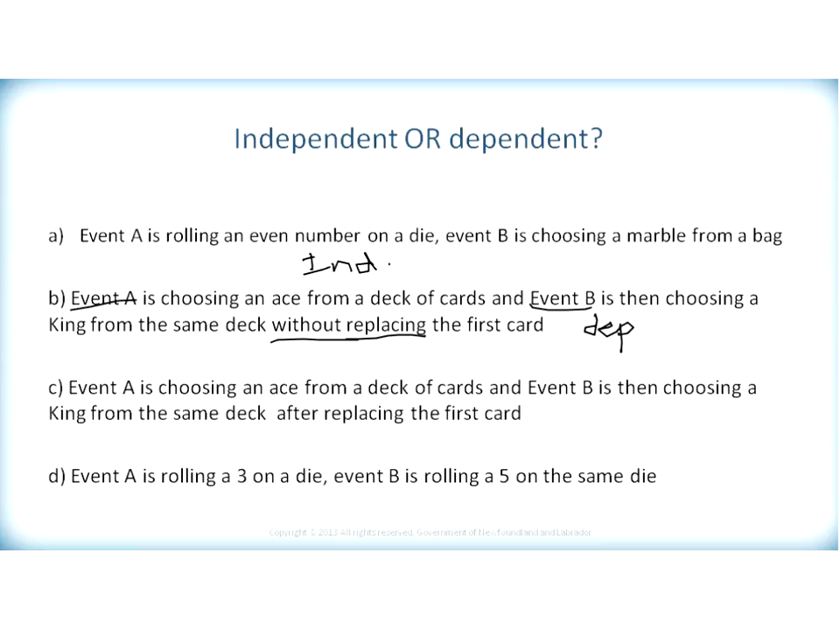Event A is choosing an ace from a deck of cards. Event B is choosing a king from the same deck after replacing the first card. This is independent. Event A is rolling a 3 on a die. Event B is rolling a 5 on the same die. Once again, this is independent, since the probability of getting the 5 does not depend on the probability of getting the 3.